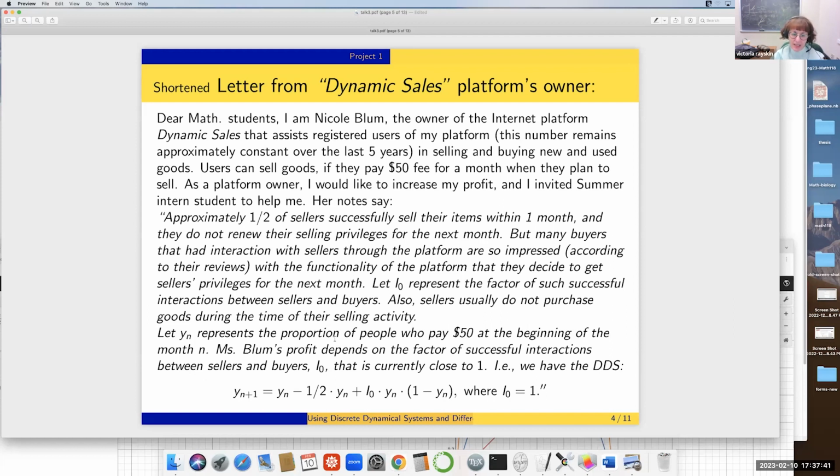So the problem is stated in such a way that after some users register to sell, they successfully sell their items, and then they drop from the sellers group after the successful sale. But because buyers are so impressed with the functionality of the platform, after this interaction with sellers, they decide to join the sellers' side.